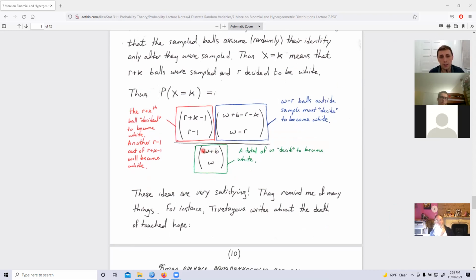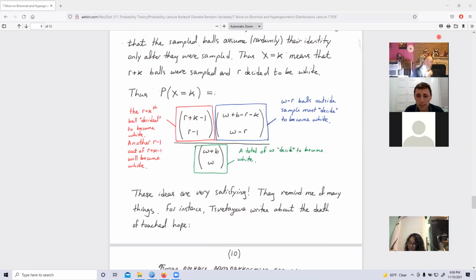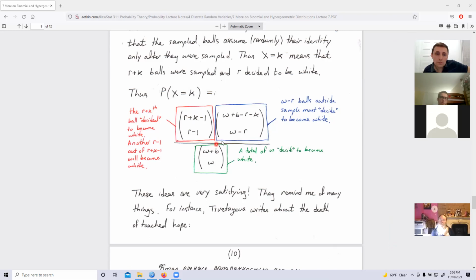Right, and in general any of the W plus B balls can decide to be white. They are labeled 1 through W plus B, and ball number R plus K decided to be white, and then of the R plus K minus 1 previous balls, which decided to become white? Make sense? This is difficult.